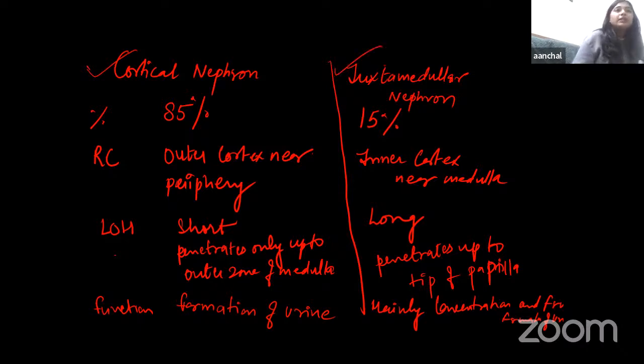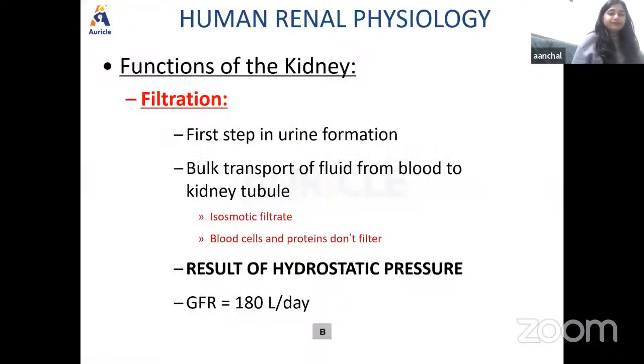And again, I'm repeating to the students that this is an important question, and several times it has been asked in the university exams also. So this is all about the difference between the cortical nephron and the juxtamedullary nephron.